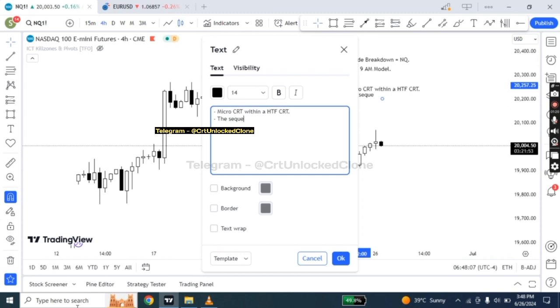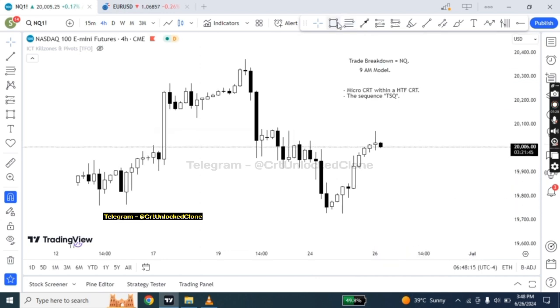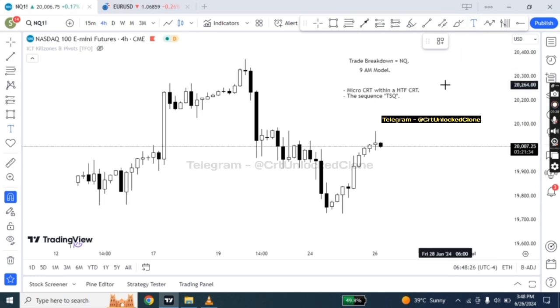Now, we'll also be discussing some parts of TSKO, or the sequence, which is basically the sequence of moves that occurs or forms inside a CRT before the target is reached. TSKO has multiple sequences and I'm going to discuss it briefly later in the video. But for now, let's get into the breakdown.